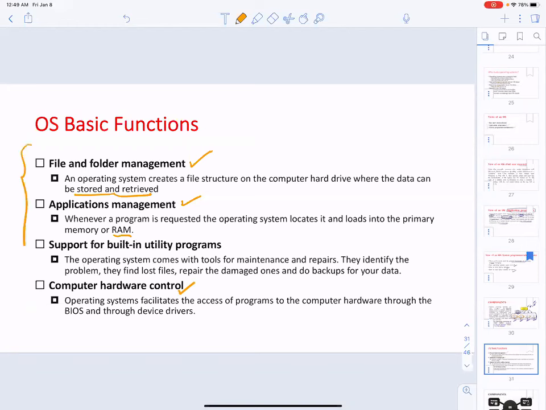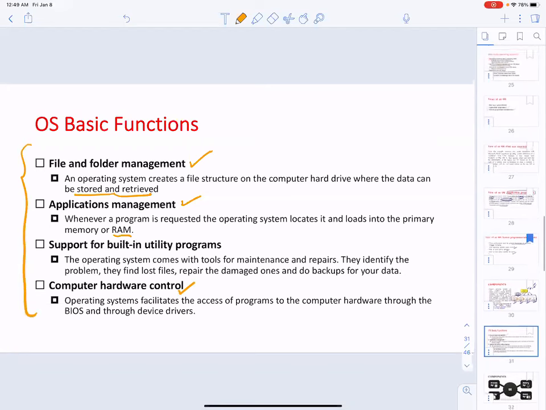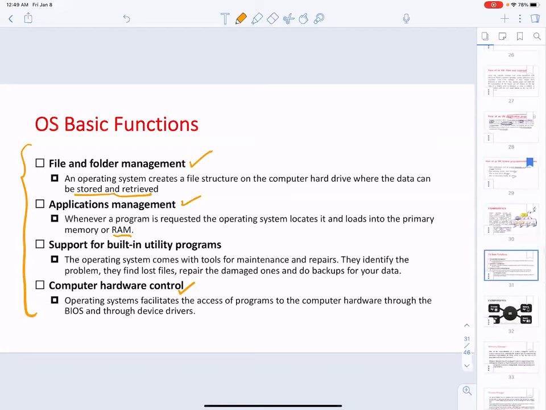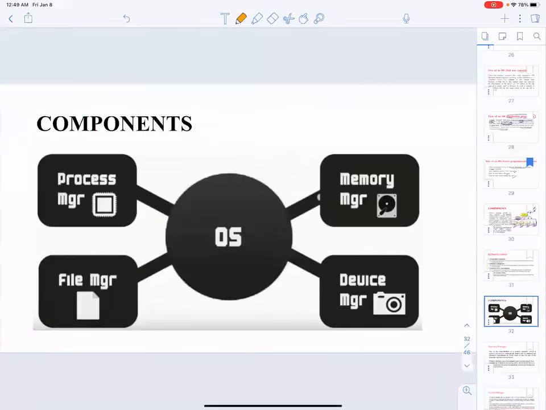Based on those basic functionalities, we would like to visualize an operating system as a big program divided into four managers. One of them is responsible for managing the memory. Another is responsible for managing the processes and how they are executed. A third is responsible for managing the files, the file management system, how the files are managed using the operating system. Also, how the devices or the hardware are managed.